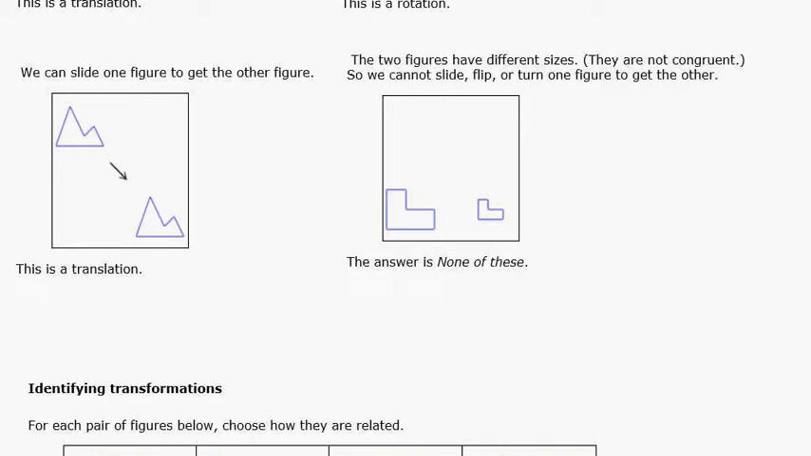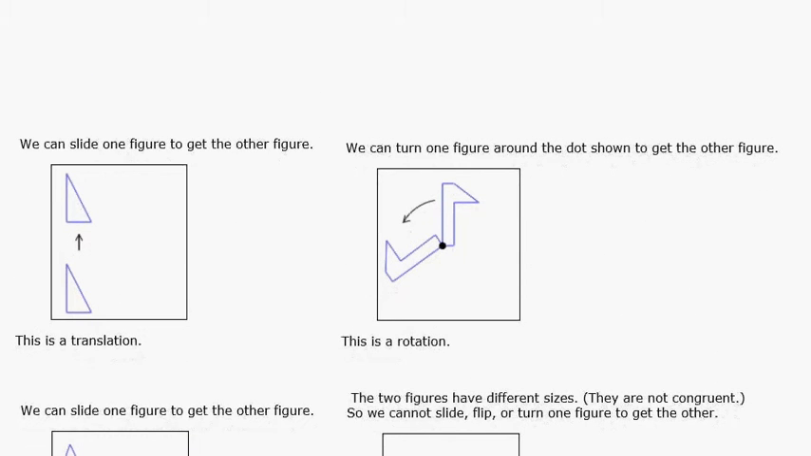Now, let's look at what a rotation is. Here's the shape, and it's got a point of rotation, so it gets rotated about this point. As it moves over, you can see it goes over at an angle.